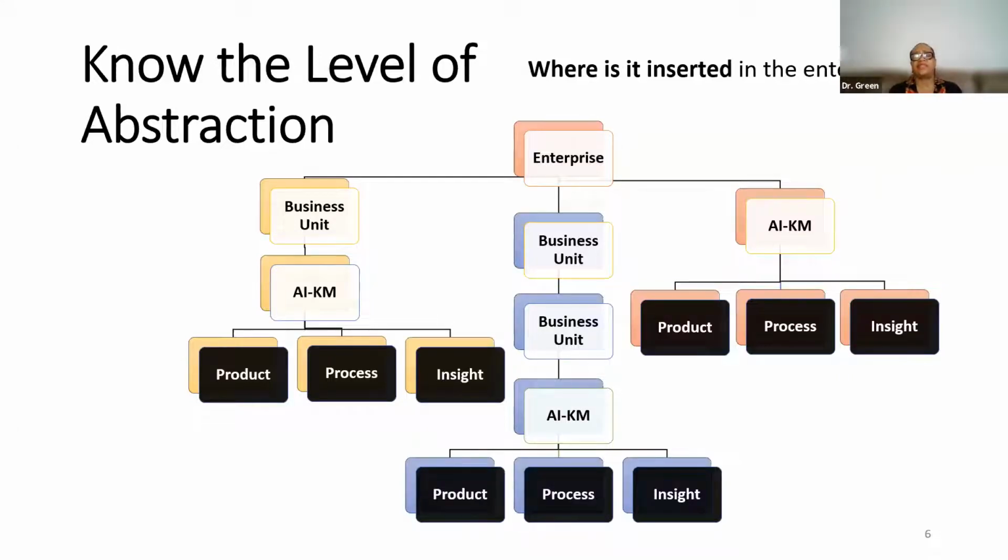Just to make that a little clearer, it might be a little confusing, but the enterprise is broken down into several types of business units. It may even have strategic business units at a high level. The whole enterprise decomposes. So when we break down at the enterprise level, there may be some AI KM projects that might need to be put in place. You might have products, process, or insight.